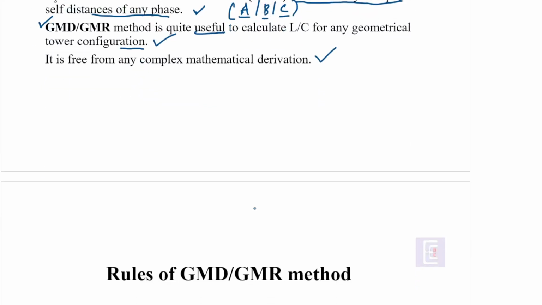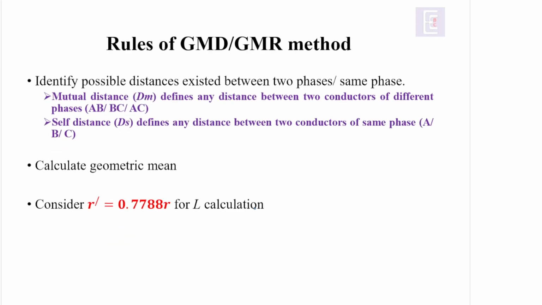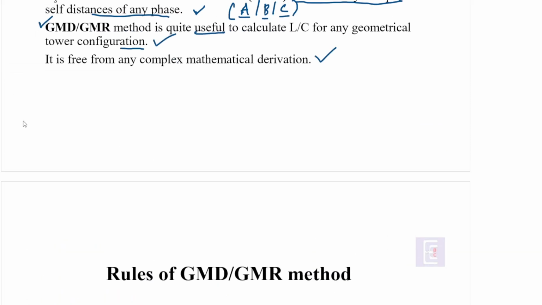Now coming to what are the rules? Suppose, let us say this is a three-phase double circuit line with symmetrical spacing. Let us say this is conductor A1, this is conductor B1, and this is conductor C1.